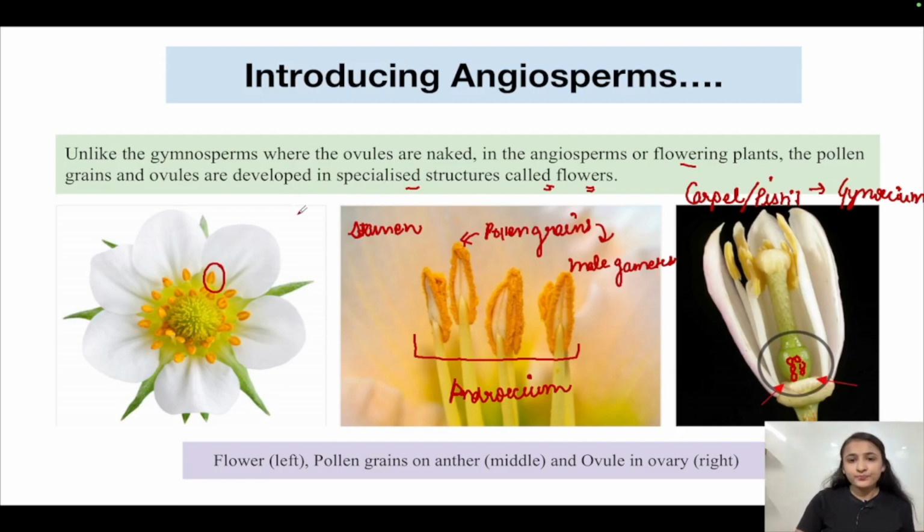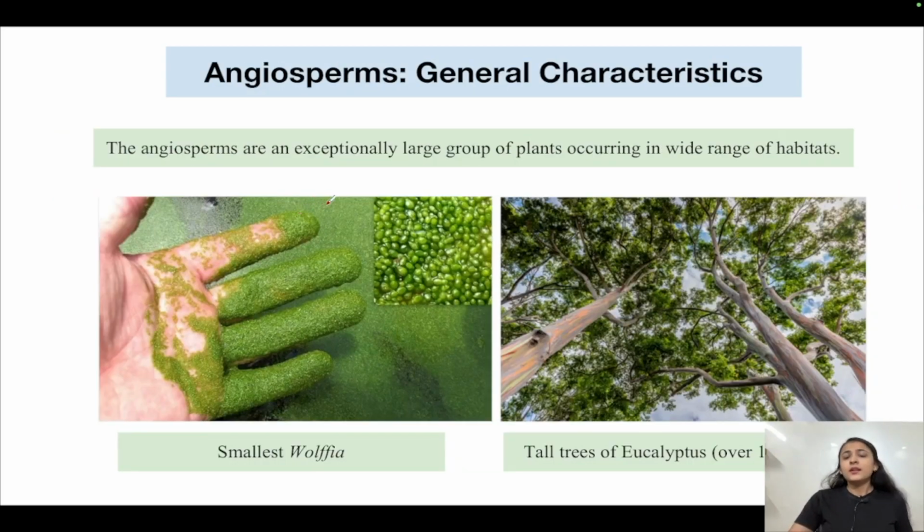All right, let's move forward. Now, angiosperms are an exceptionally large group of plants. They occur in a wide range of habitats because it is such a large group of plants. And the most evolved one also. If we look at how the plants evolved from Thallophyta, then bryophytes, pteridophytes, gymnosperms, and angiosperms, angiosperms is the most evolved and most latest group of plants. Now, it varies in size also.